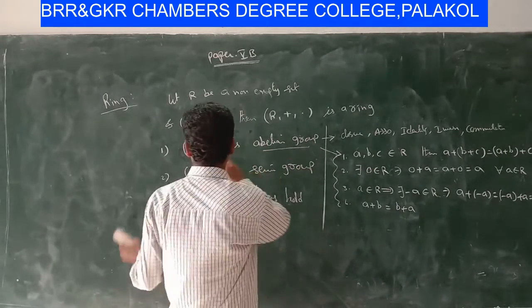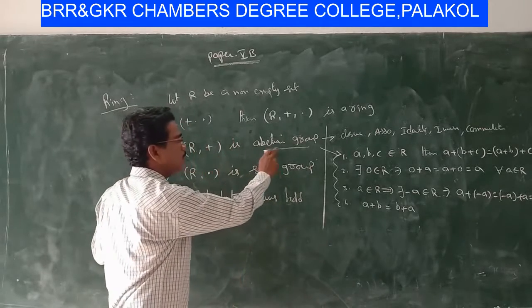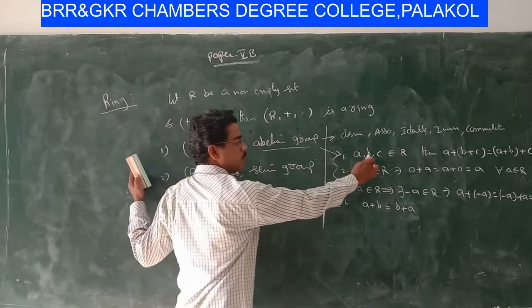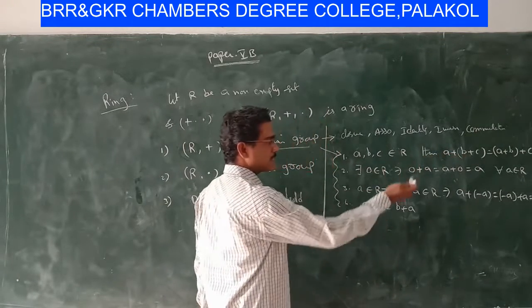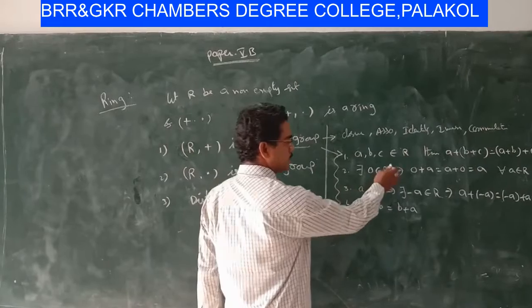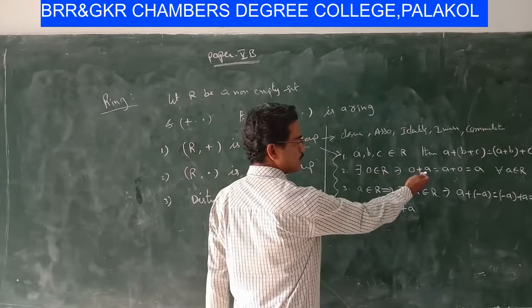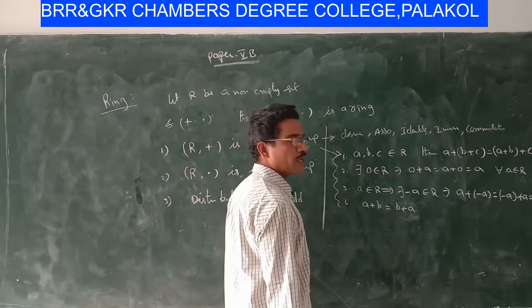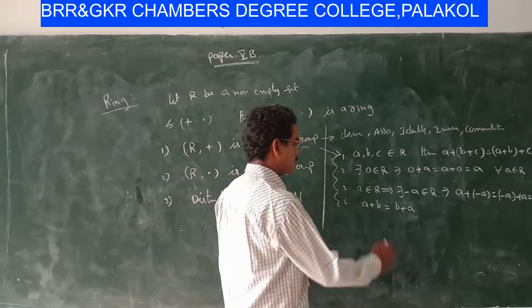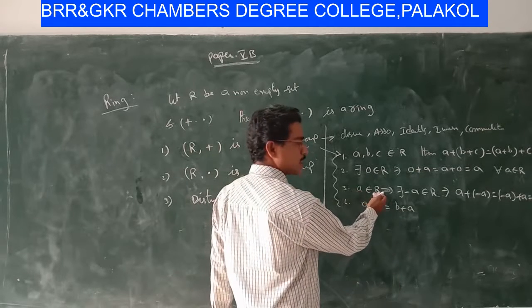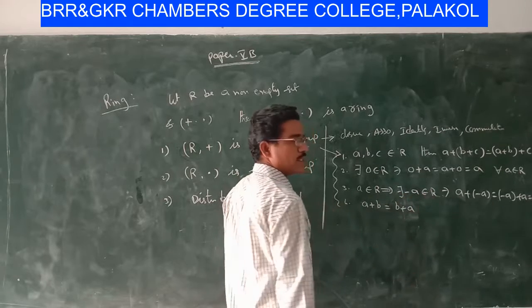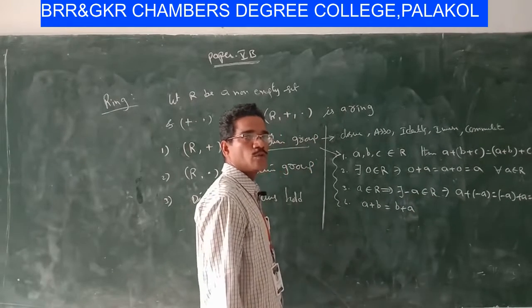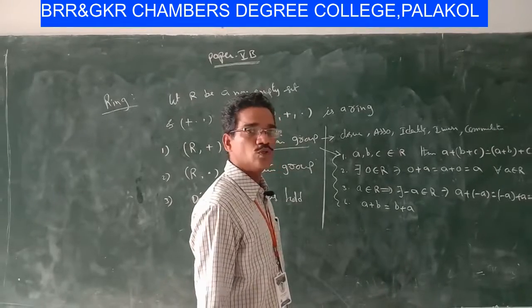First condition is R comma plus is abelian group. First one, A, B, C belongs to R, then A plus B plus C equal to A plus B plus C. Second one, there exists some 0 belongs to R such that 0 plus A is equal to A plus 0 equal to A for all A belongs to R. Third one, A belongs to R implies there exists minus A belongs to R such that A plus of minus A equal to minus A plus A equal to 0.